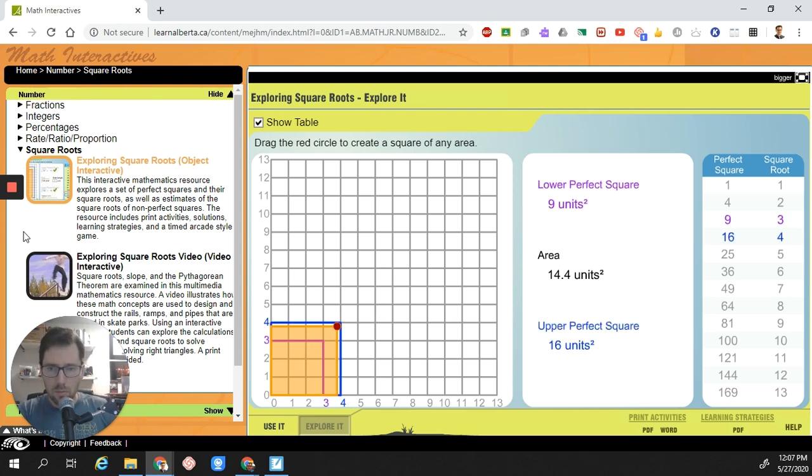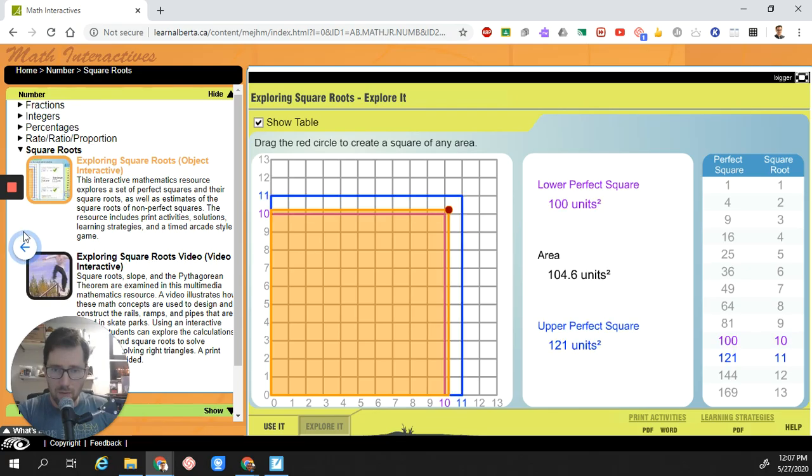On the side, I can see that 16 is a perfect square, so the square root is going to be 4. Something that's kind of neat about this is if I'm in between 10 and 11, you can see I'm in between some perfect squares. The perfect square of 10 is 100, and the perfect square of 11 is 121. So I'm kind of in between.